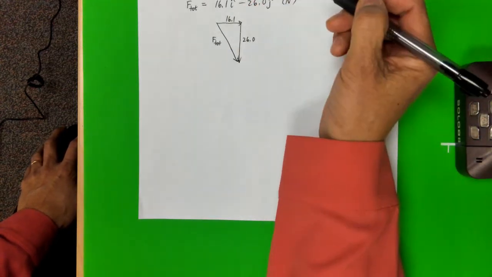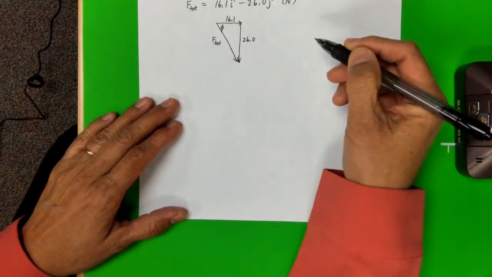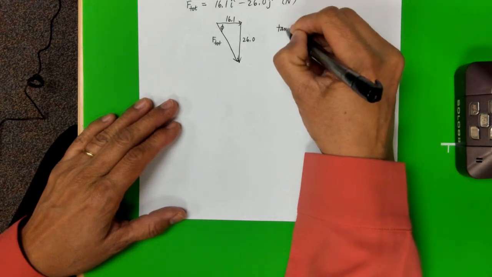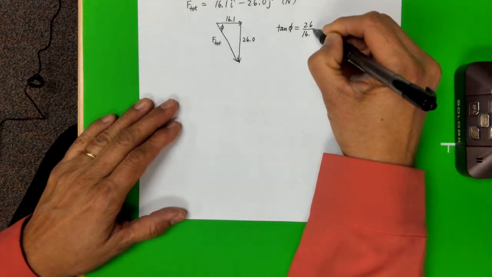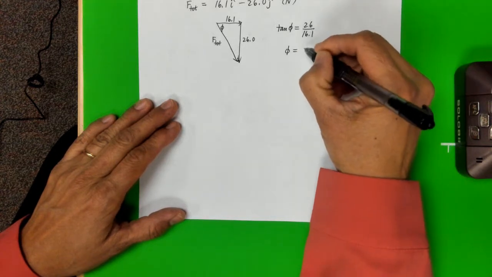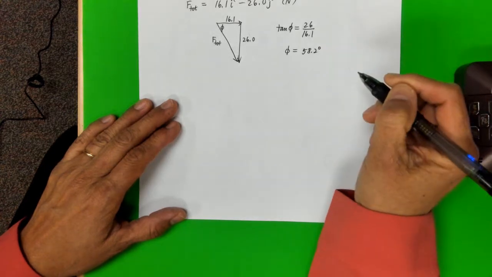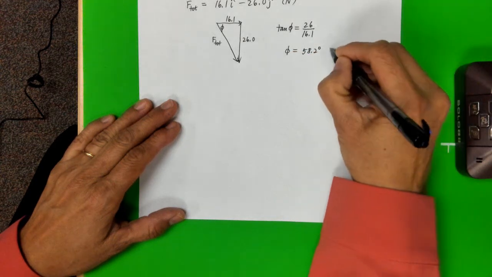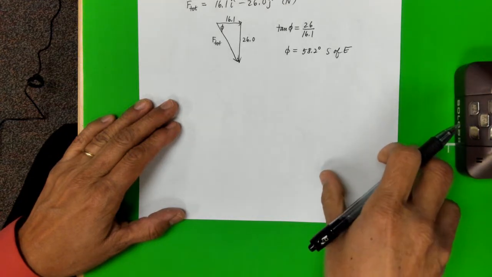So I'm dealing with lengths of a triangle. Okay, then you have to decide which angle you want to calculate. It's your choice, but this is a typical one. I will call that phi. And so what you do is you say tan phi equals 26 over 16.1. Stick that into your calculator, and you get phi equals 58.2 degrees. And now you look at your picture, you can see that the resultant vector is south of east. And now you have done the whole problem.